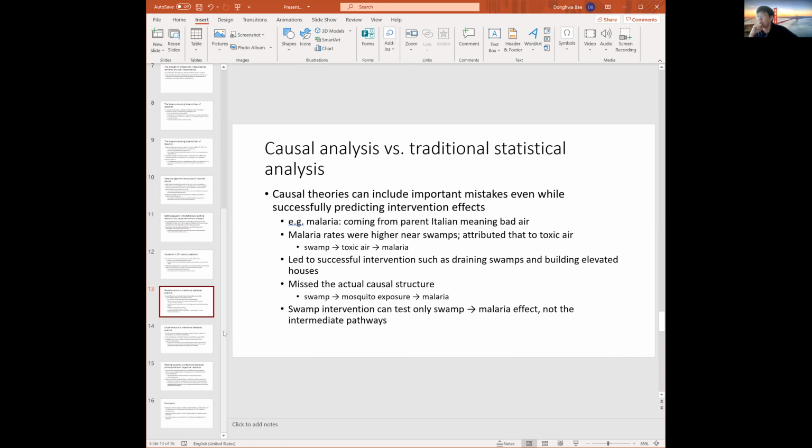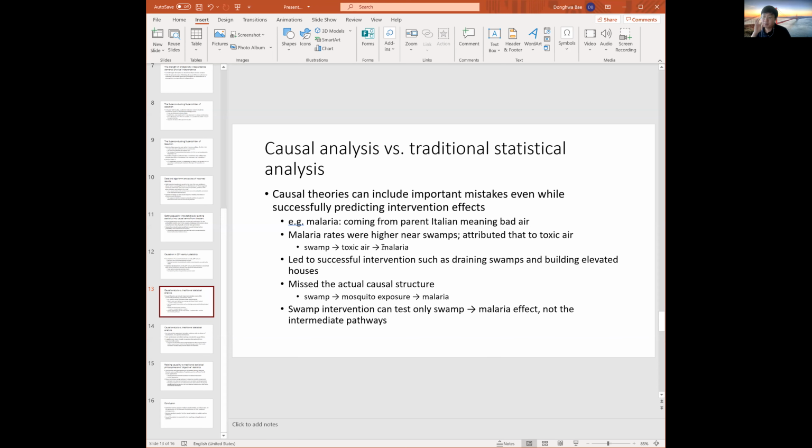The word malaria itself comes from old Italian, meaning bad air. People thought that malaria rates were higher near swamps, so people attributed malaria to toxic air. The causal model for that part is swamp causes toxic air, and it causes malaria.